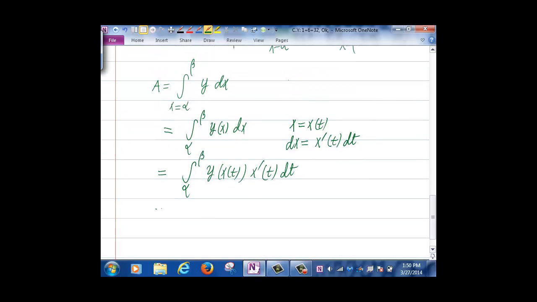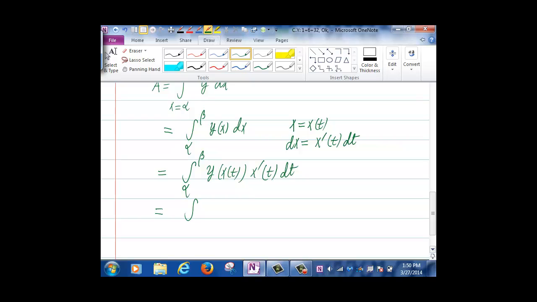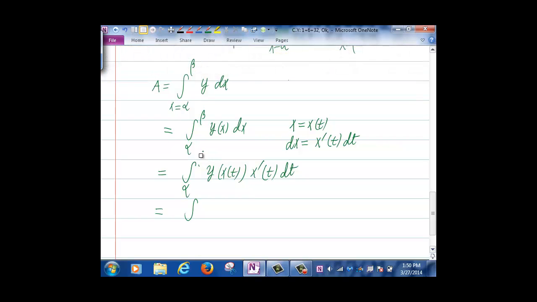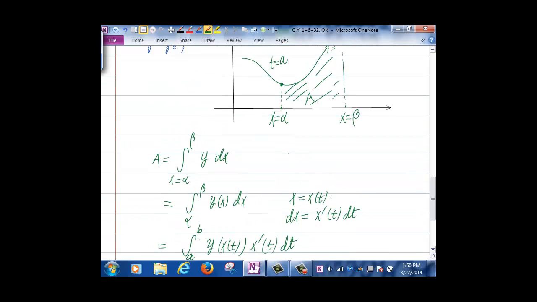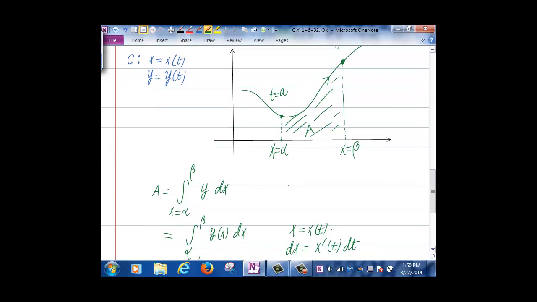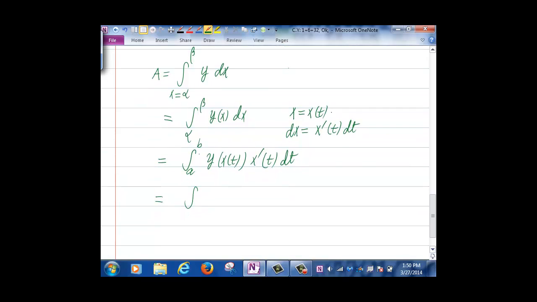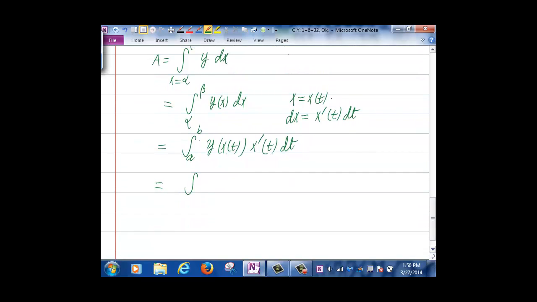However, what is y of x of t? Oh, I better be careful here. This alpha and beta would be what? Because I am making this substitution here. Now, when x is alpha, what is the time? Time was a. When x is beta, time is b. So I have to change that. And then what is y of x of t? Well, that's the same as y as a function of t. I am expressing y in terms of t.